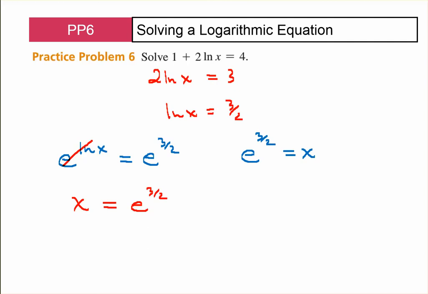Is the e supposed to equal the number? E is approximately 2.71828. It's kind of like pi. Pi is about 3.14. So we have to calculate e to the 3 over 2, yeah. Into the calculator? Yep.